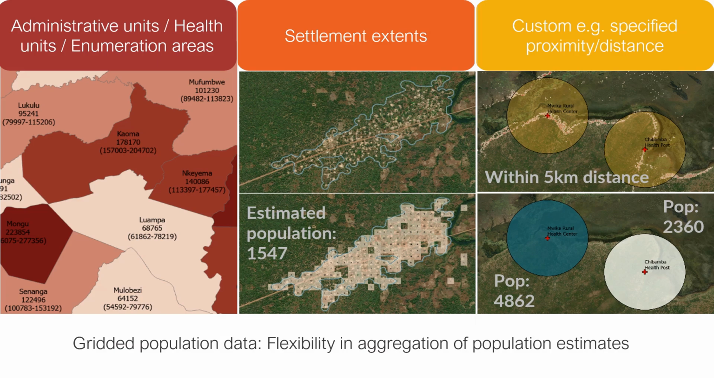So often when we're working with governments, UN agencies, others, the gridded data is not really the data that is of interest. It's the ability to aggregate it to administrative units, health units, enumeration areas, or to sum up those grid squares within a settlement and come up with an estimated population of the settlement, or to link it with other data sets, so location of health facilities, and be able to more precisely calculate how many people are living within 5 kilometers of a health facility, for instance.